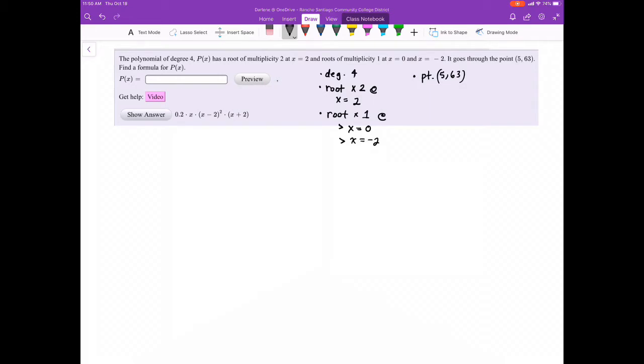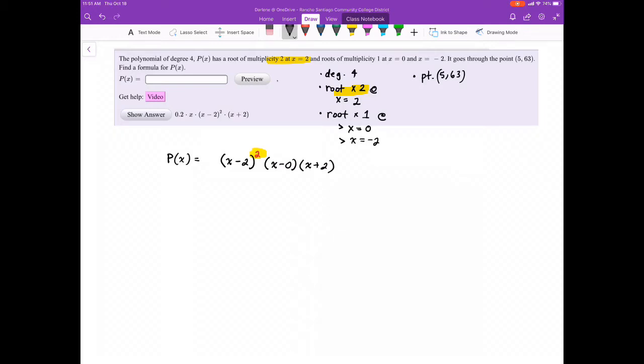Okay, well, if these are roots, then these are factors. So let's write out these factors modeling p of x. So p of x will have the first root, which is x equal to 2, which is x minus 2. But it has a multiplicity of 2. This means that the exponent on this factor is 2. Times multiplicity 1 at x equals 0, so that's x minus 0, times the factor where the root is x equal negative 2, that would be x minus negative 2, which is x plus 2.